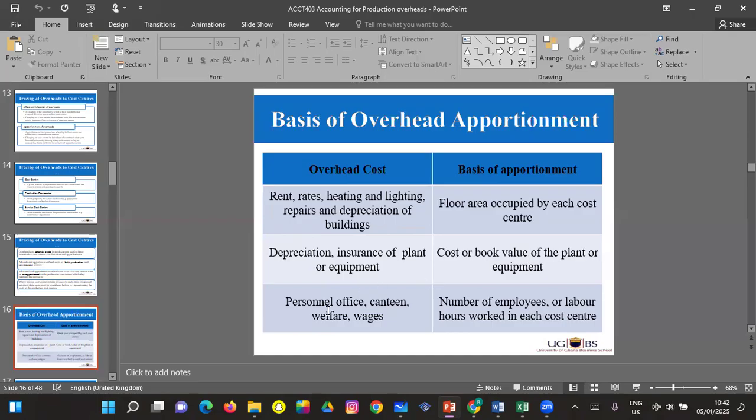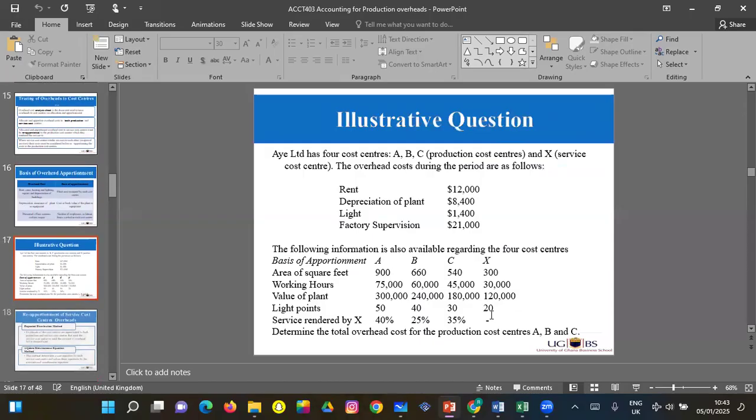Then when we have personnel, office, canteen, welfare wages, number of employees or labor hours worked in each cost center becomes the basis of apportionment.